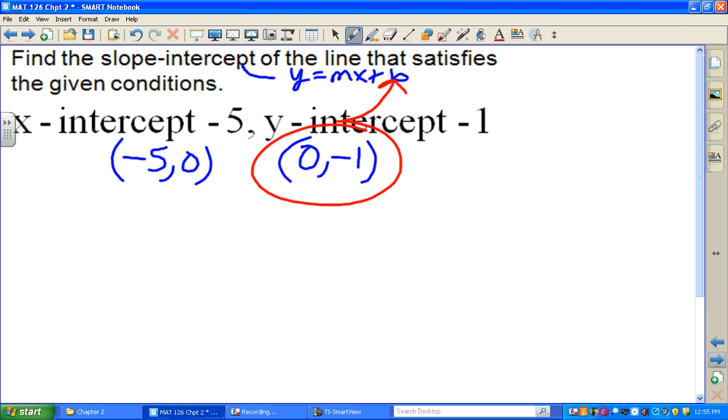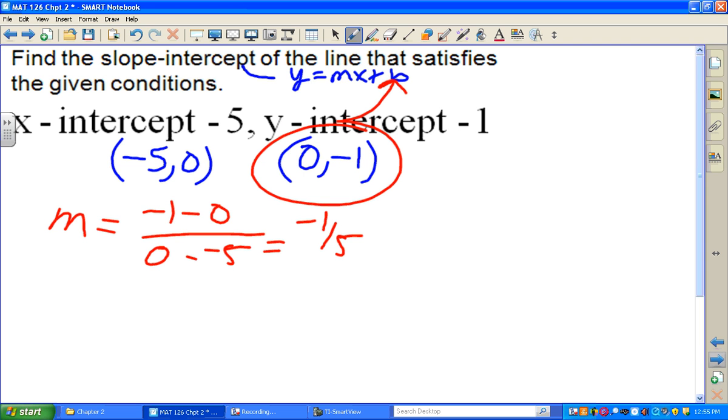Or you can just graph it. Or you can just do the calculations for the slope, right? All right. I'll just go slope. Negative 1 minus 0 over 0 minus negative 5, right? Negative 1/5. So my answer is y equals negative 1/5 x minus 1. I need 3/4 of it. Nice. I think I got there. Good. I feel better. So y equals negative 1/5 x minus 1.